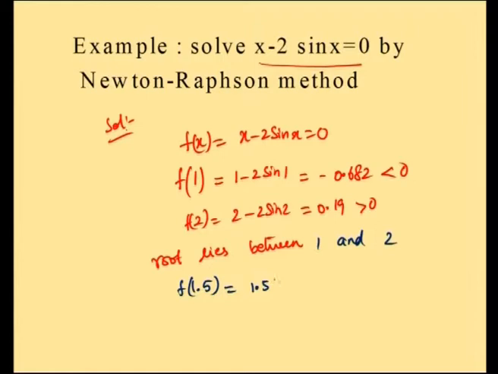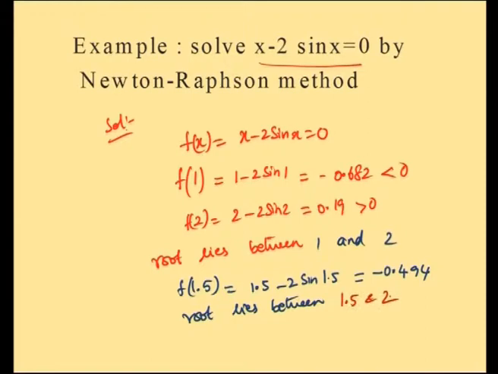f of 1.5 is 1.5 minus 2 times sine of 1.5, and this happens to be equal to minus 0.494. So, the root lies between 1.5 and 2. For the first iteration, according to the Newton-Raphson formula, x n plus 1 is equal to x n minus f of x n divided by f dash of x n. Let us start with x naught equal to 1.5.